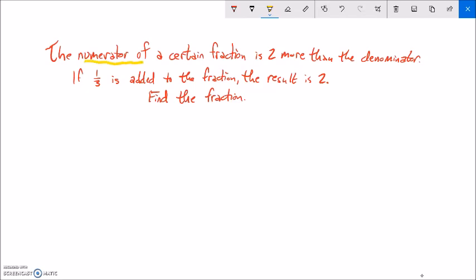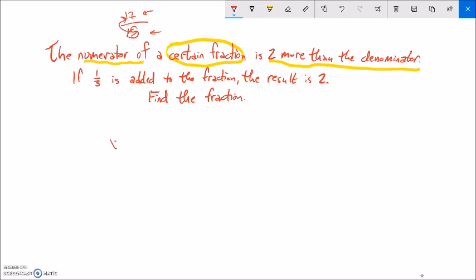The numerator of a certain fraction, we don't know what this fraction is, but we do know that the numerator is 2 more than the denominator. So the numerator, that's the top part of the fraction, is 2 more than the denominator. So for example, if the denominator was 5, this would be 7, right? 5 plus 2. Or if this was 15, this would be 17. So we don't necessarily know what they are. We don't know what the denominator is. But if we knew it, we would add 2 to it to get the numerator.